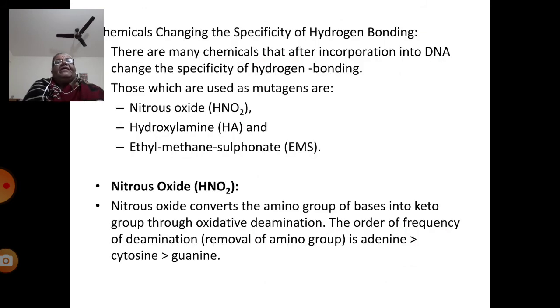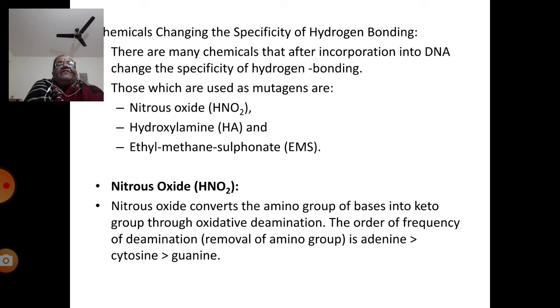Then chemicals changing the specificity of hydrogen bonding. There are many chemicals which do this, okay, like nitrous acid, HNO2, hydroxylamine, HA, then EMS, ethyl methane sulfonate. Okay, they bring about change in the specificity of hydrogen bonding, like double bonding and triple hydrogen bonding. Then what does nitrous acid do? It converts the amino group of bases into keto group through oxidative deamination.